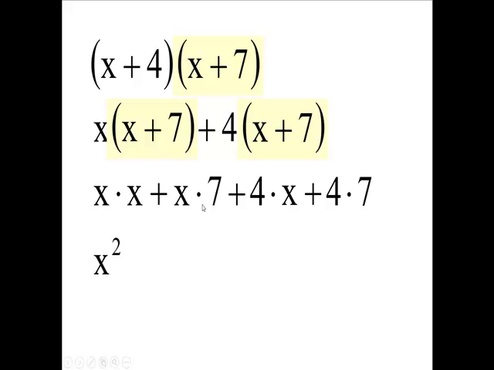So now I have x times x. We have x times 7, which is 7x, we have 4 times x, and then we have 4 times 7, which is 28.